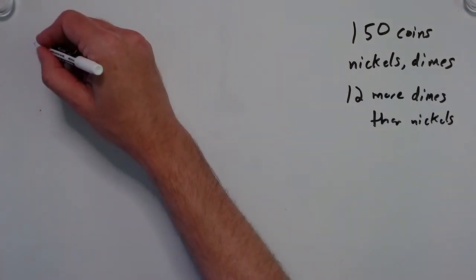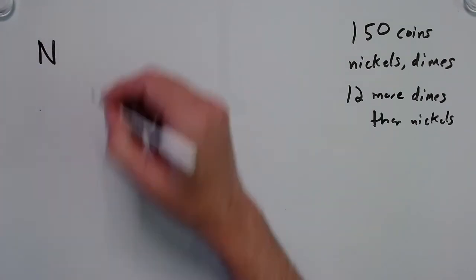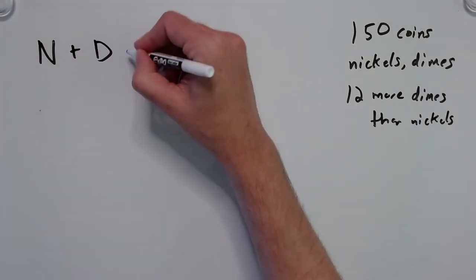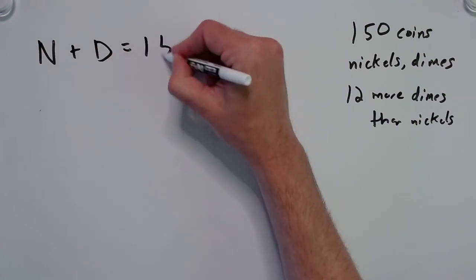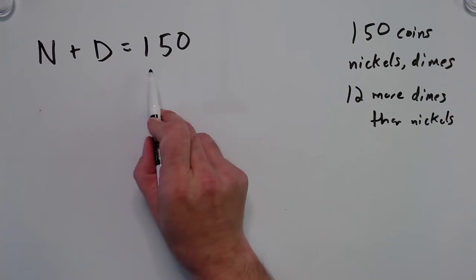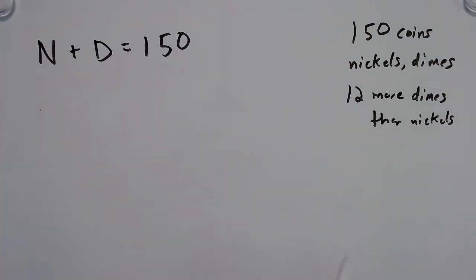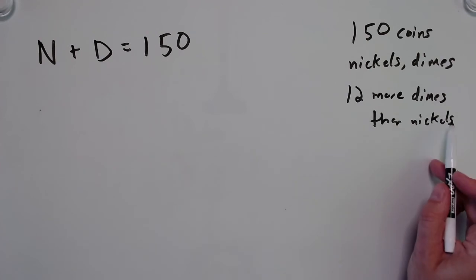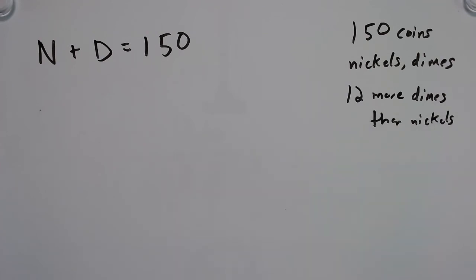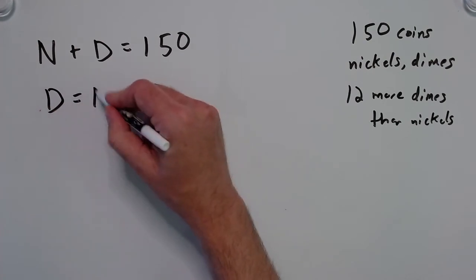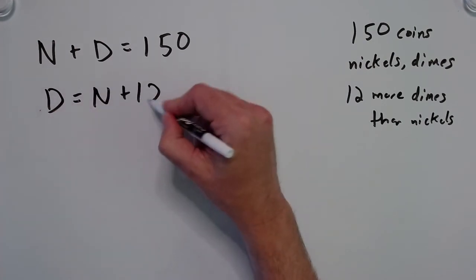So I'm going to put n, that's the number of nickels, plus d, the number of dimes, equals 150. All the nickels I have plus all the dimes I have is 150 coins. 12 more dimes than nickels. So there's more dimes than there are nickels. So the number of dimes is equal to the number of nickels plus 12.